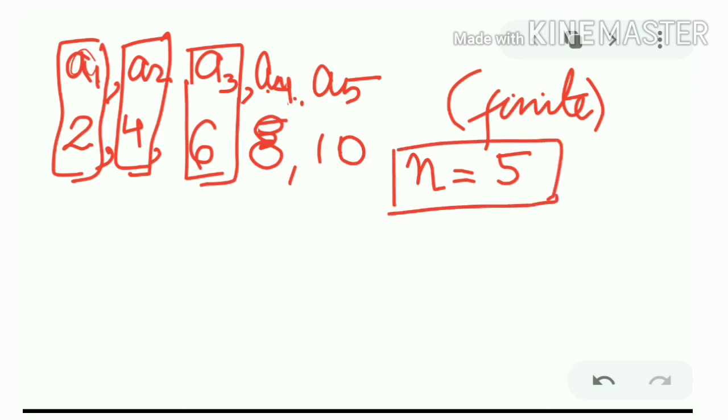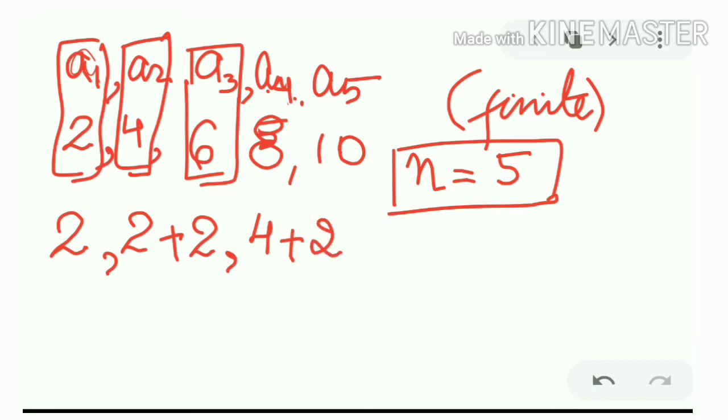Now if you see, according to the definition of AP, the first term is fixed and every other term is obtained by adding a certain value to the previous term. According to this series of the first 5 multiples of 2, the first term is 2 and the second term is 4. How have you obtained 4? By adding 2 to the preceding term, that is 2 plus 2. Next, A3 is equal to 6, and how have you obtained 6? By adding 2 to the preceding term.